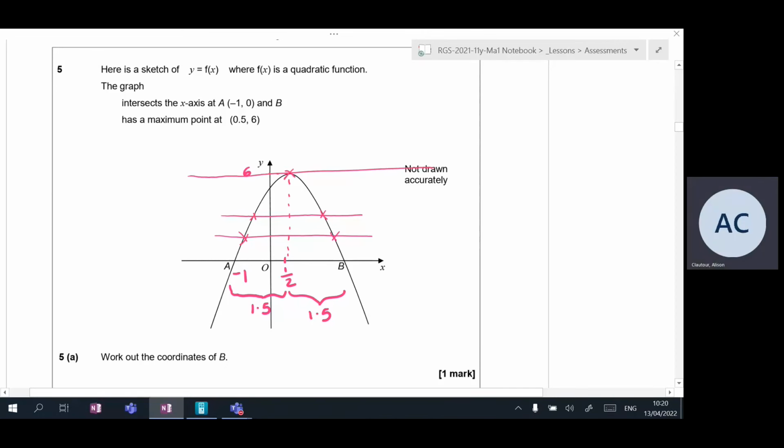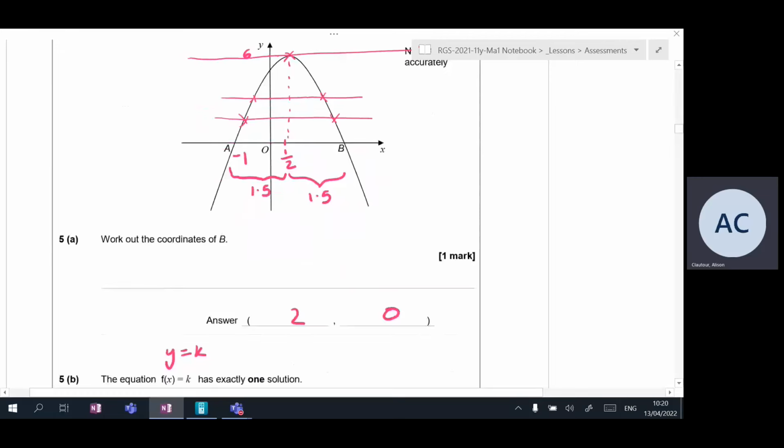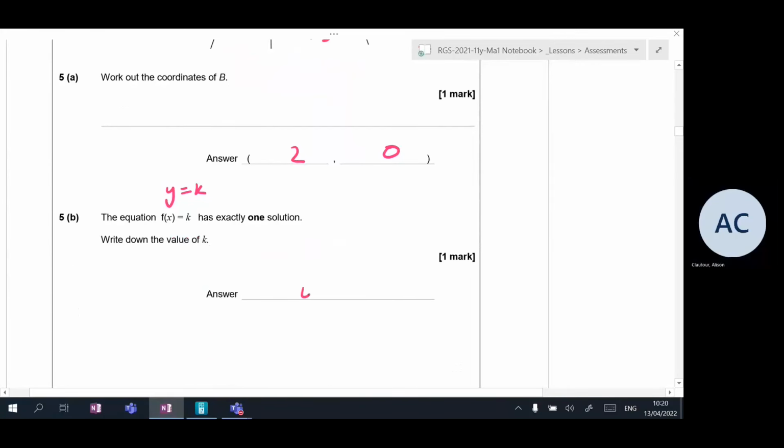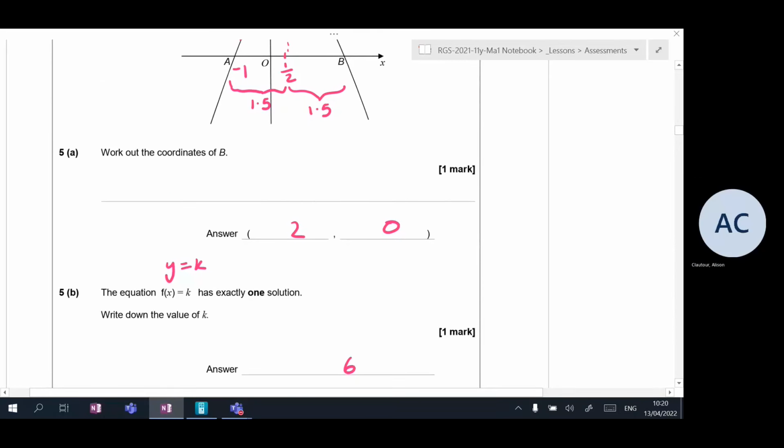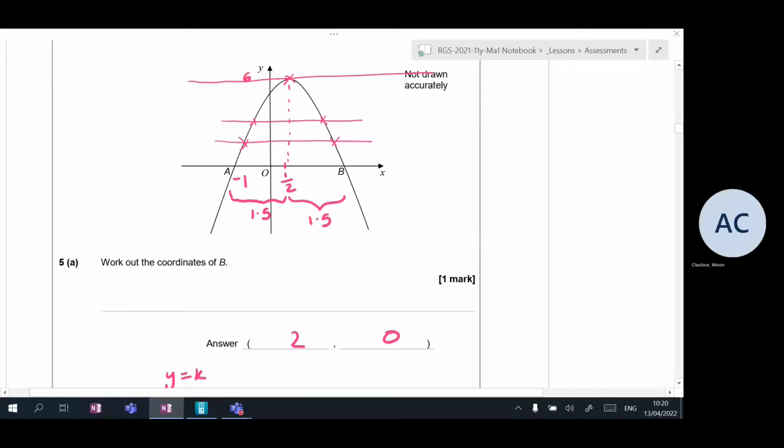Okay, so it's the only place on the graph where I'm going to get one solution. If I go above it, I'm going to have no solutions because it won't cross at all. If I go below it, I'm always going to have two solutions. So therefore, you have to do it at the maximum point. So your equation of your line is going to be y equals 6. Well, actually, it just wants the value of k, not the equation of the line. So k is 6.